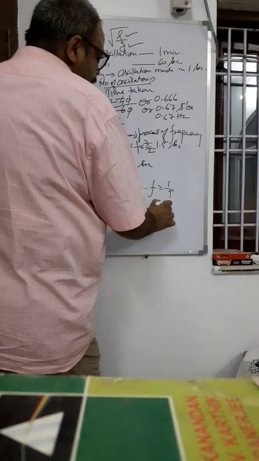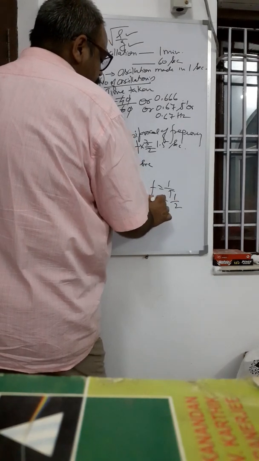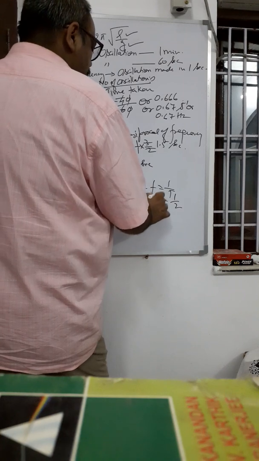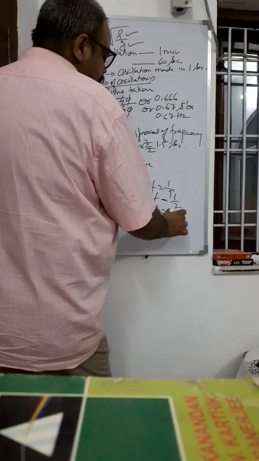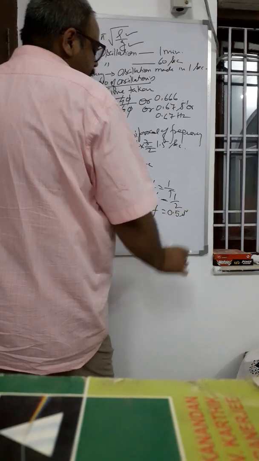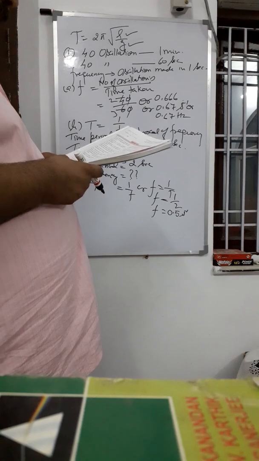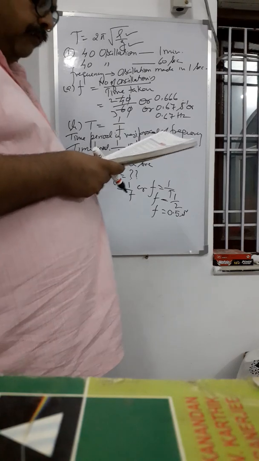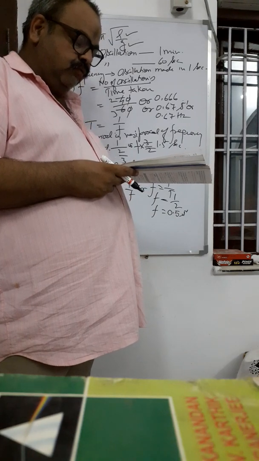We can write 1 by 2. F, or frequency, is 0.5 per second. Please check the answer. 0.5 per second.